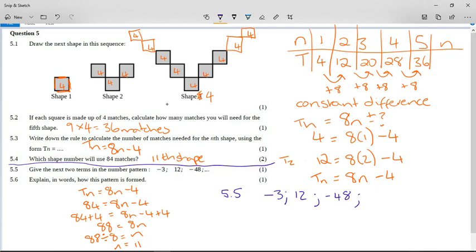So if we can't use adding, we must look at multiplying. How, by multiplying, would you get from negative 3 to positive 12? Well, to get from 3 to 12, we must multiply by 4. But if the sign is going to change, we must multiply by a negative number. How do we get from 12 to negative 48? Once again, we are going to multiply by negative 4. So what will the next term be? Negative 48 times negative 4.